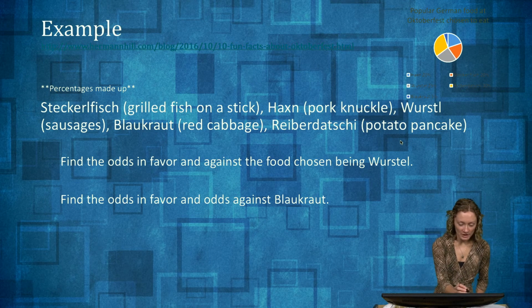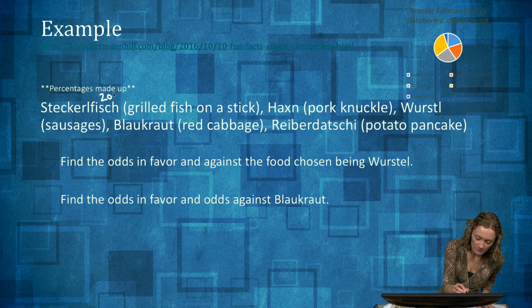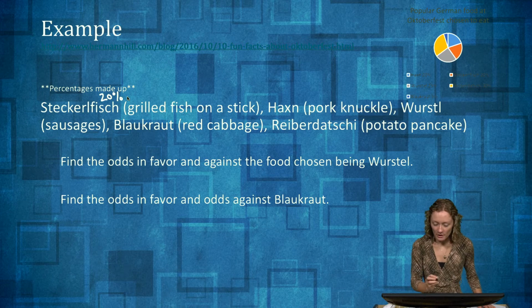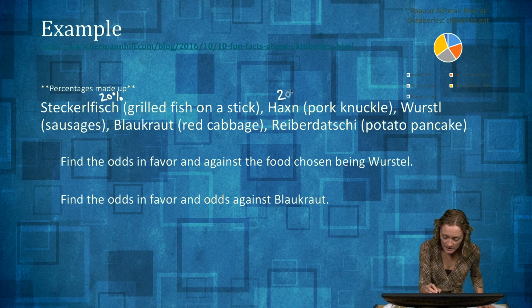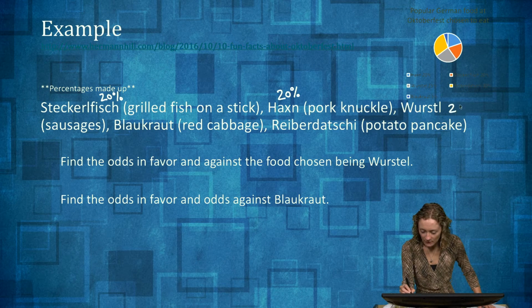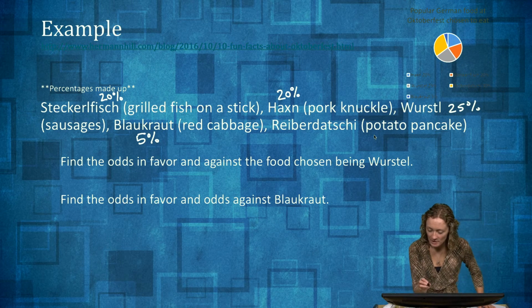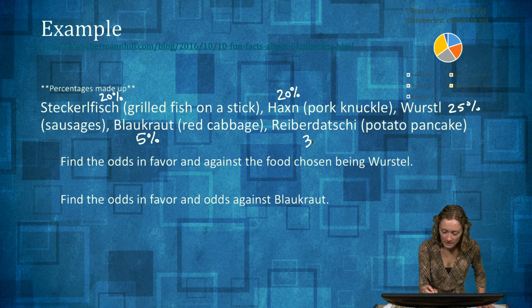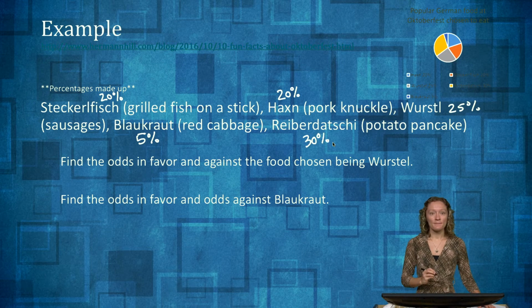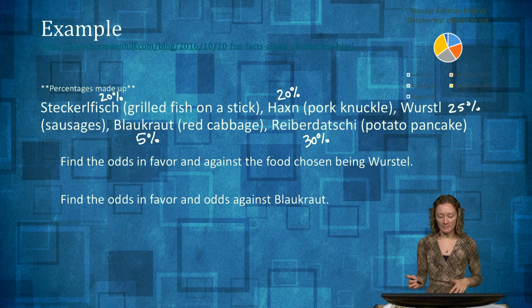So the percentages for each: the Steckerlfisch has 20%. I'll just write them above the word. The Haxen is chosen 20% of the time. The Wurstel is chosen 25% of the time. The Blaukraut is chosen 5% of the time. And the Reiberdatschi is chosen 30% of the time. So these are the items, and these percentages are made up so that we can manipulate them, but these items are real. That could be at Oktoberfest.